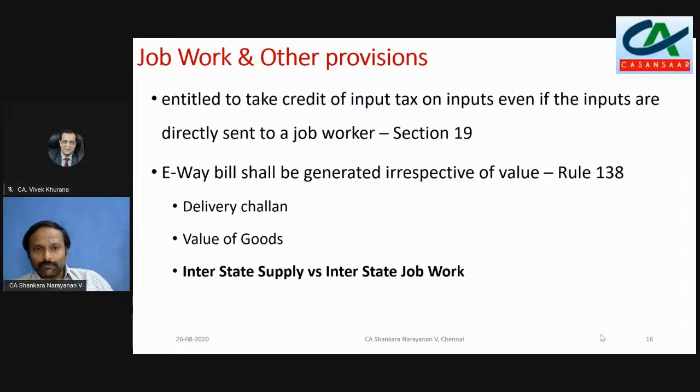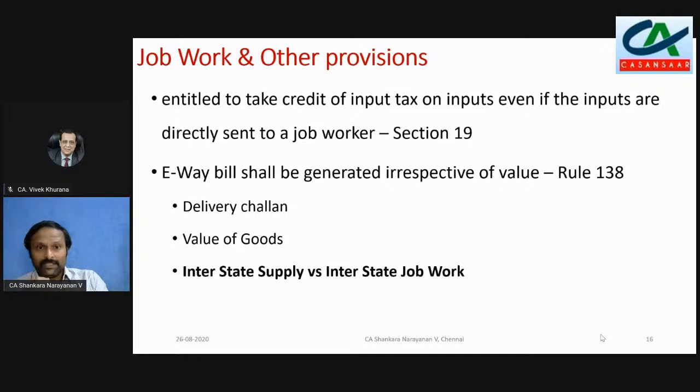I am sending 100 rupees worth of goods. He is working on it and his job work charges are 5 rupees. Now, when he is returning it, he is raising an invoice for 5 rupees plus GST and raising an e-way bill for 5 rupees plus GST, which is wrong. How can the goods which went out from my factory at 100 rupees plus GST be valued at 5 rupees plus GST when they are coming back? It should not be done. Actually, he can give me an invoice for 5 rupees plus GST, but when he is returning the goods, he is supposed to raise another delivery challan, his delivery challan, stating that the value of the goods is 105 now.